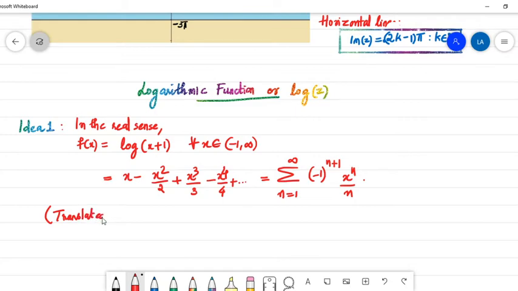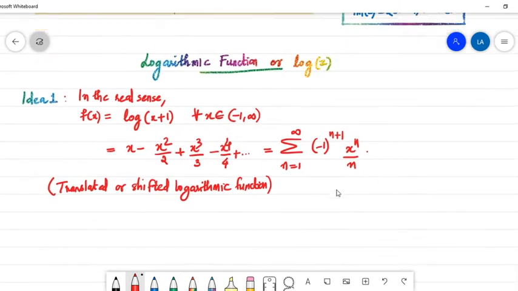That is the translated or shifted logarithmic function, which we define with the use of power series. Okay, so this was our idea 1.